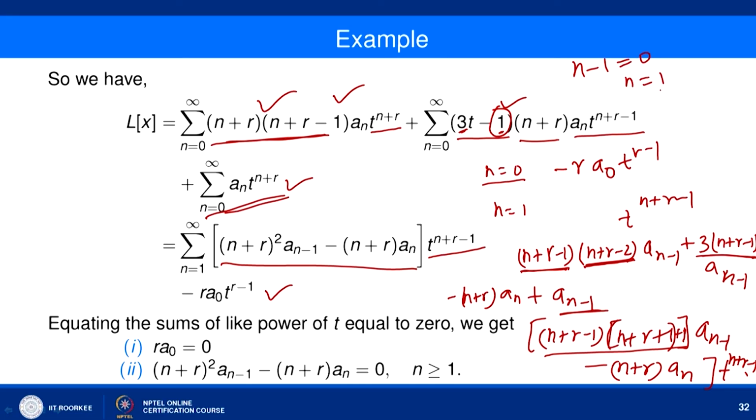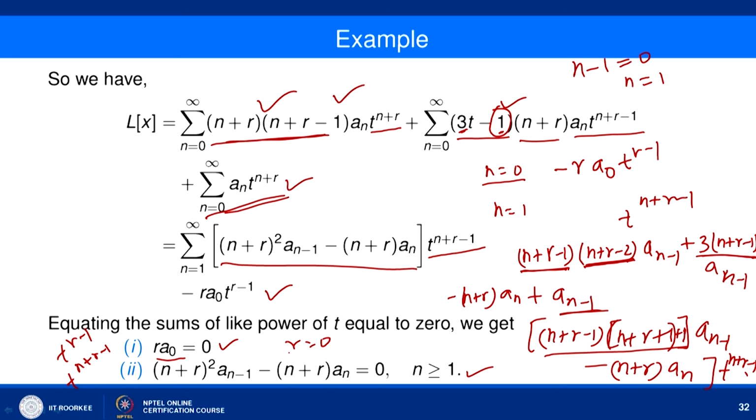So it means that here the lowest degree term is t to the power r minus 1. Equating the lowest degree term t to the power r minus 1 to 0, we get r a naught equal to 0. Then equating the coefficient of t to the power n plus r minus 1, we get this recurrence relation, that is n plus r whole square a n minus 1 minus n plus r a n equal to 0, for n greater than or equal to 0. So if you look at the first equation, a naught cannot be 0, so r has to be 0.